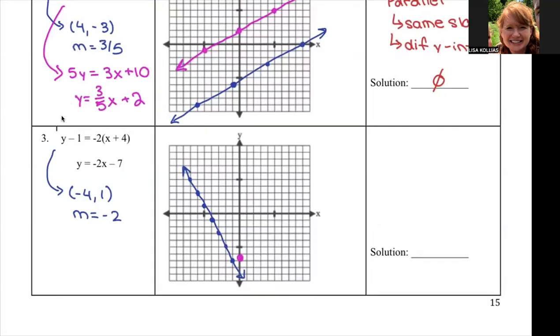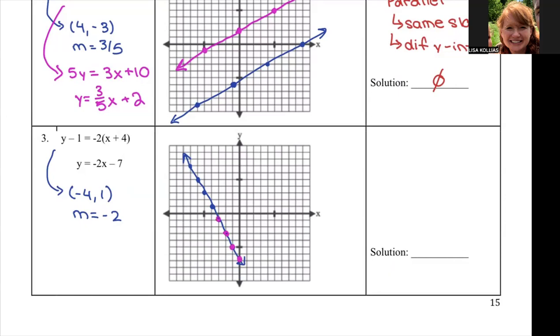Oops, I am noticing I did not graph that line right, because -4, 1 is here. There we go. I graphed -4, -1 by mistake. Okay, now that line looks good. Now when I graph my other line, I have a y-intercept of -7 and my slope is down 2/1.